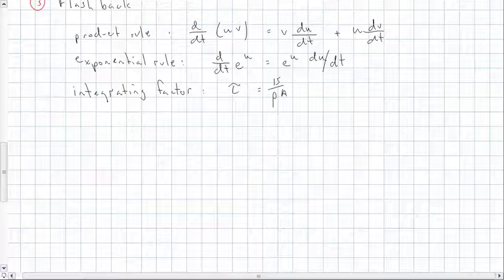Now let's try to implement all these ideas to derive a value for L as a function of time. So, going forward, dL dt plus tau L equals 14 tau divided by 15.